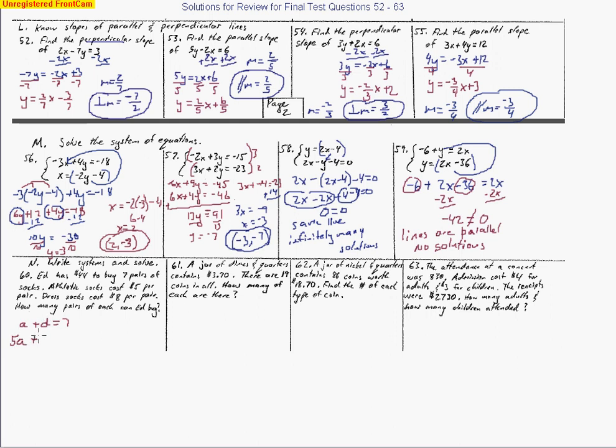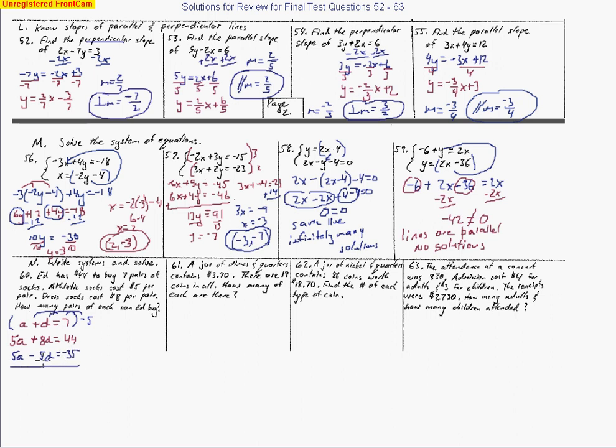And then dress socks cost $8, so $8 times the cost of the dress socks, and he's spending $44. So what they want is how many pairs of each can he buy. So let's go ahead and solve for one of the unknowns. Let's multiply this by negative 5, which just seems easier than multiplying by negative 8. So I go ahead and do that. I got negative 5a minus 5d equals negative 35.